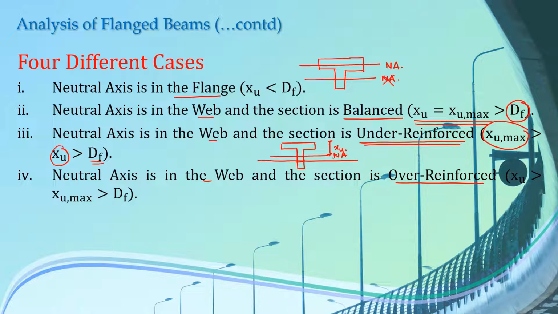And finally, the last case is where the neutral axis is in the web and the section is over reinforced. That means if this is your maximum depth of neutral axis, then your actual depth lies somewhere here, xu. So in our next lecture, we will start with the first case, and then we will see all the 4 cases and the formulae that will be employed in the analysis of flanged beams for all these 4 cases.